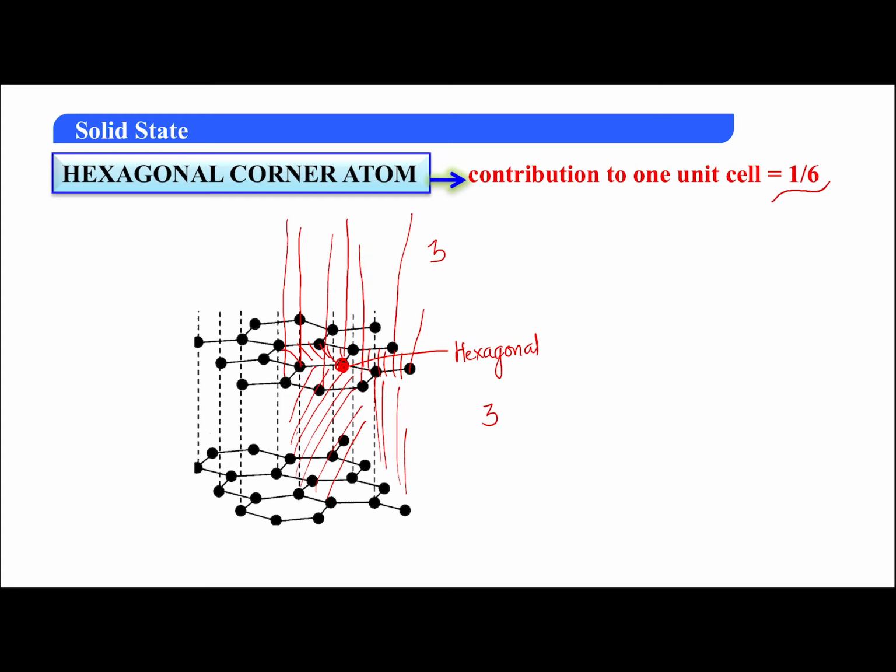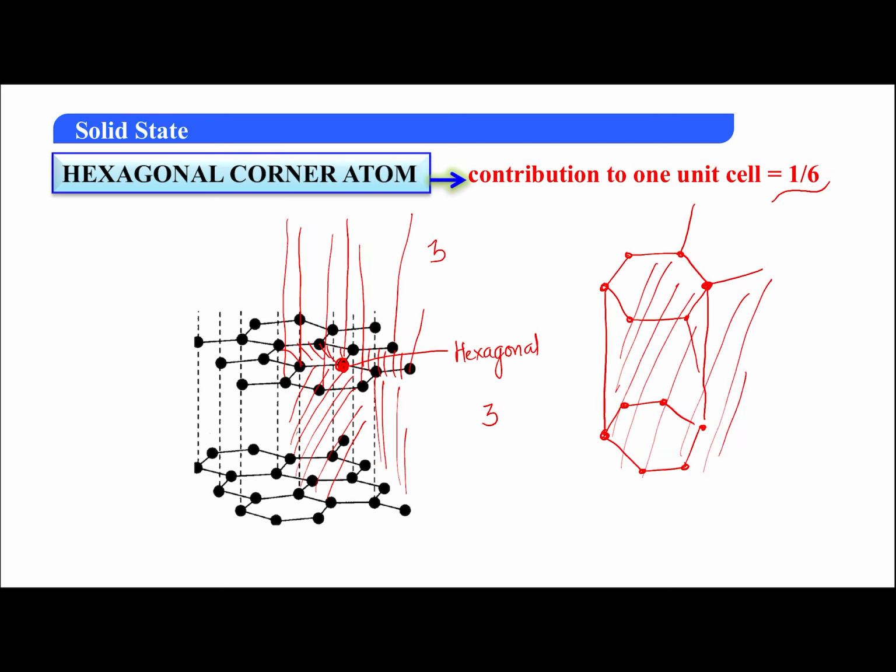How many hexagonal corners are present for a hexagonal system? Can you count? 6 making the bottom and 6 making the top face. If I want to show, there will be a hexagon here too. This is one more, and there will be a hexagon here too. So, if you see, this is present in 3 hexagons below and 3 hexagons above. So, its contribution is 1/6. So, the hexagonal corner atom is 1/6.